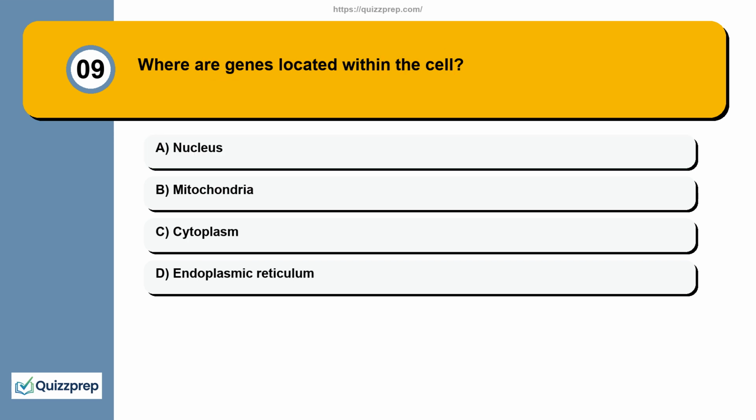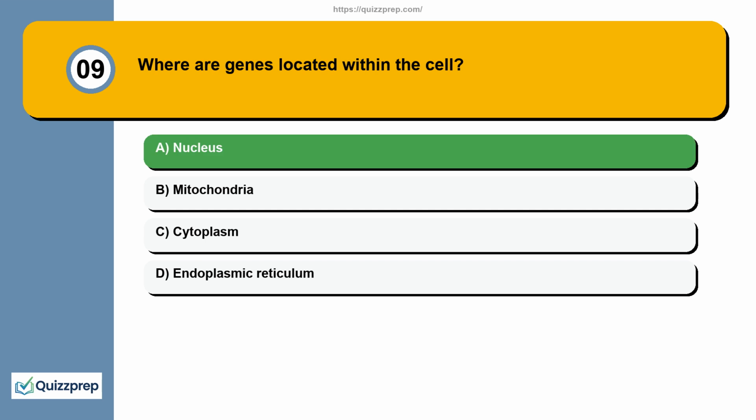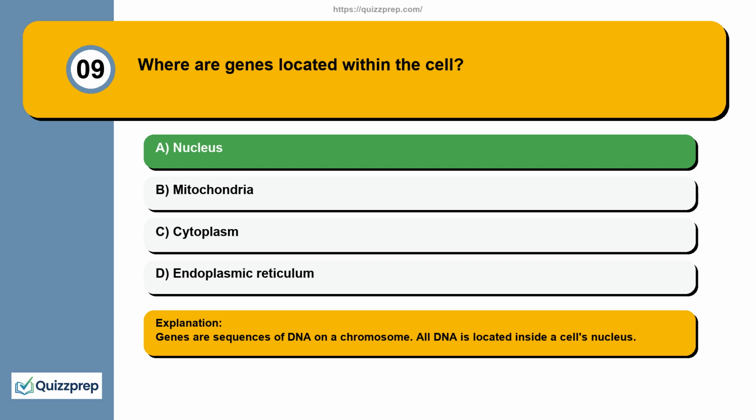Question 9. Where are genes located within the cell? Nucleus, mitochondria, cytoplasm, endoplasmic reticulum. Genes are sequences of DNA on a chromosome. All DNA is located inside a cell's nucleus.